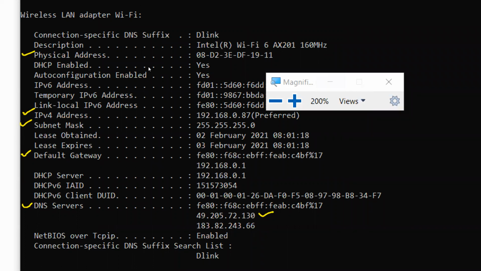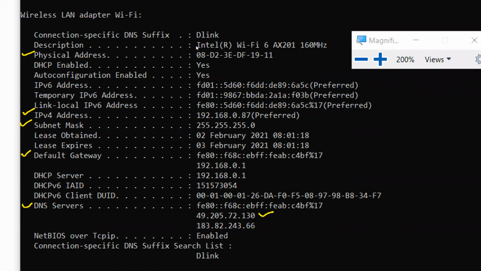Just at least the names you need to remember. Physical address means MAC address, IP address, subnet mask, default gateway, and preferred DNS and alternate DNS are required. These things you need to remember. These things will be there for every device, for laptops and desktops and servers. Every device has this many parameters.